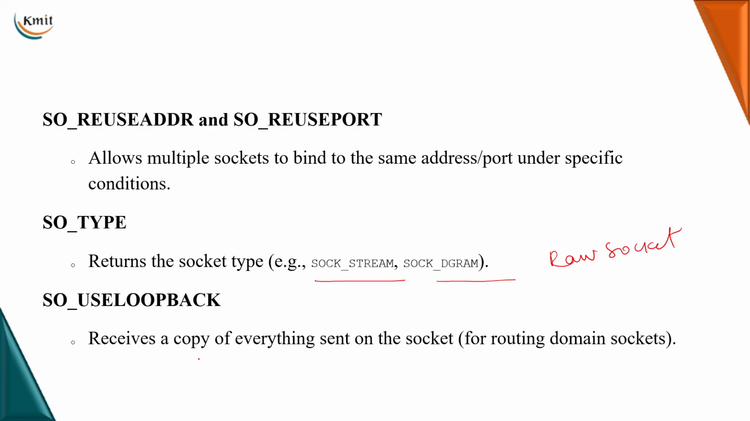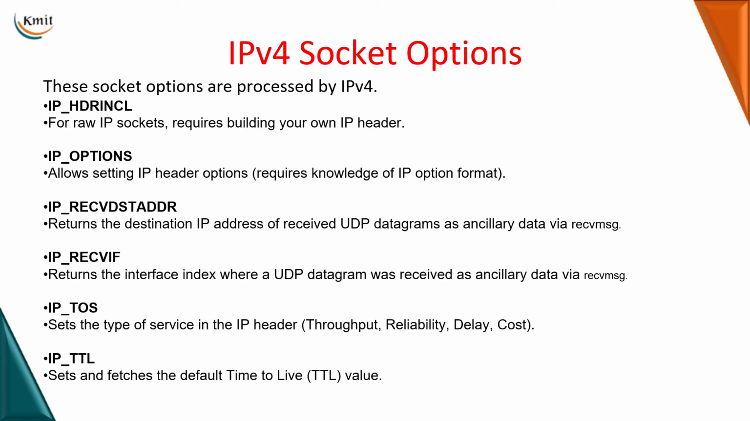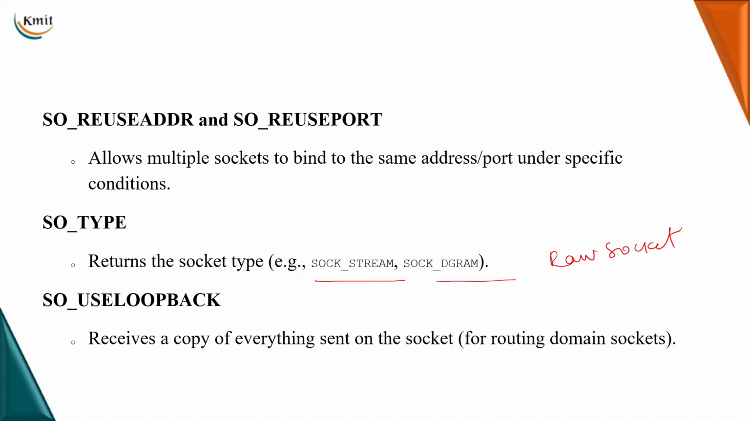We have an option socket use loopback, which will receive a copy of everything sent on the socket. See, whatever is being sent on that socket, a copy will be received. So these were all the general options that can be get or set using the getsockopt and setsockopt.